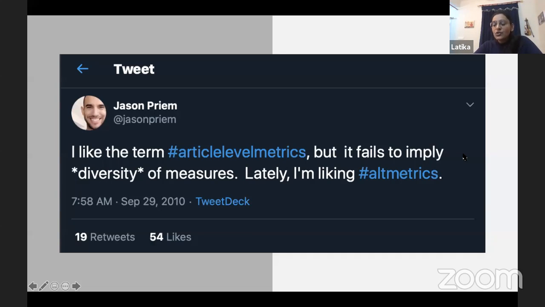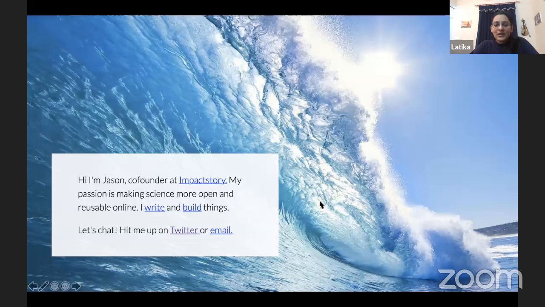And for that, various journals are these days having social media accounts, and social media editors are involved for the same. So this term, altmetrics, this fancy term just came up by fluke. A gentleman known as Jason Priem used this in a tweet way back in 2010. And after that, this became the official term for article level alternate metrics. And this gentleman went on to be the co-founder at Impact Story, which is another portal for altmetrics.